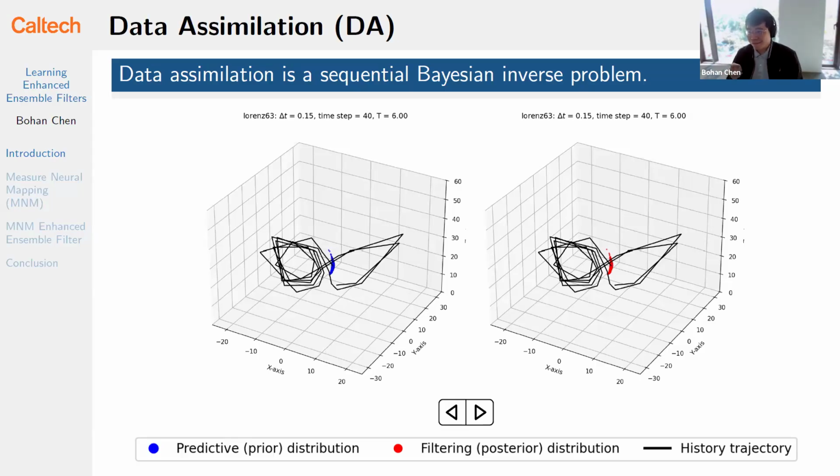Another thing I want you to notice is that you can see those particles, the blue and the red point clouds, vary a lot across time steps. Sometimes they become very strange. That means if we want to solve such a sequential Bayesian inverse problem, we need to deal with varying types of prior and posterior distributions. So it's much more difficult than a single step Bayesian inverse problem.